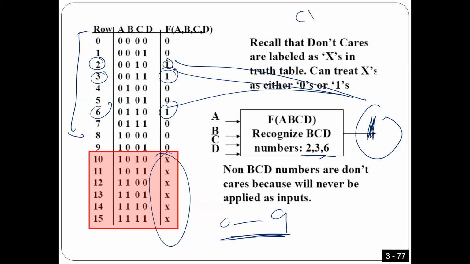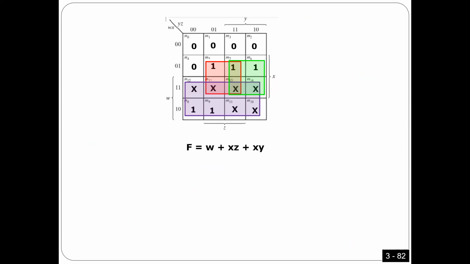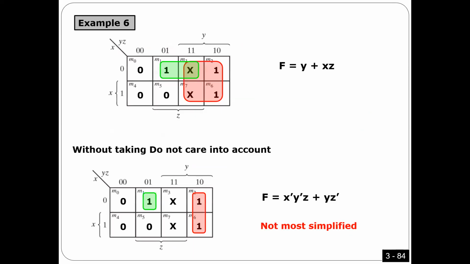But now, as I explained in chapter 2, these don't cares together are very valuable for me in simplification. If it is good for me in simplification to consider them as 1s to make groups bigger, I'm going to make them 1s. If it's not good for me, I'm not going to consider them as 1s. You know what I'm saying? That's what I'm going to explain right now. I have a very small example here.